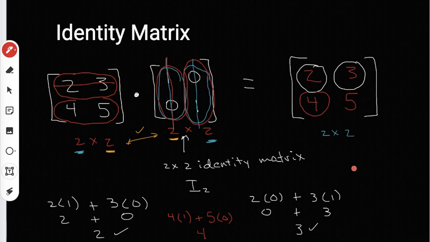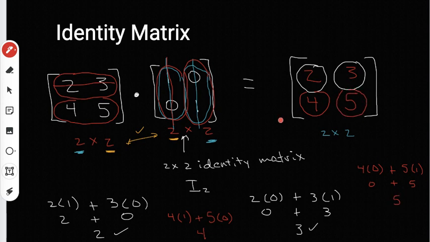4 times 0, that's going to give me 0, plus 5 times 1, that's 5. And 0 plus 5 is going to give me 5. So there goes my last number.